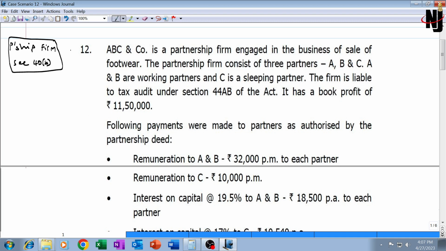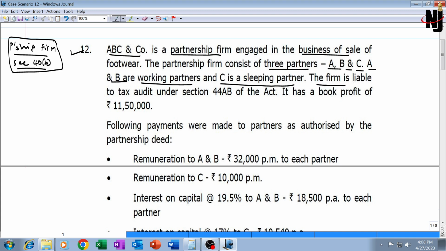Now we have case scenario number 12, which is on partnership firm, section 40 clause B, calculation of remuneration and interest allowable as a deduction to the firm. ABC and Company is a partnership firm engaged in the business of sale of footwear. The partnership firm consists of three partners, A, B and C. A and B are working partners, underline this. That means C is a sleeping partner, non-working partner, non-active partner, or a dormant partner.